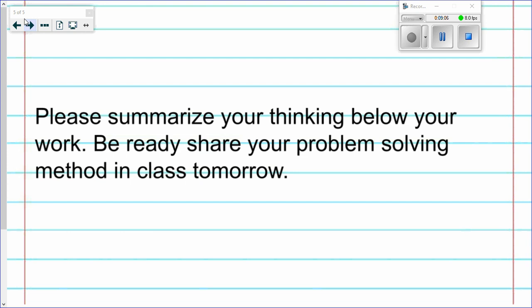I also want you to go ahead in your journal and summarize your thinking. That means really describing how you worked this problem so someone else could read your description and understand how to work it themselves. You can talk about things such as finding least common multiple, or you can talk about how you drew out the fraction strips or how you did a combination of both. Make sure that this is a nice detailed paragraph because you will be sharing it with your partner in class tomorrow. Thanks.